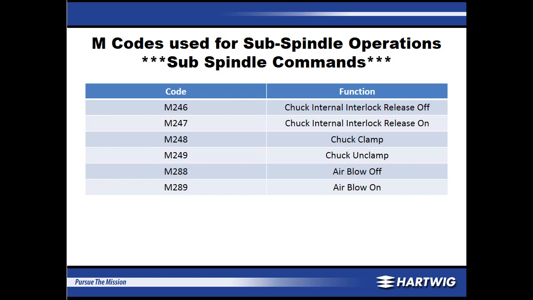Now, an important note, the way these commands work, if I'm in the G140 coordinate, my subspindle is my M246, M248, M288 spindle, my subspindle. If I'm in the G141 coordinate plane, I'm saying I'm in subspindle mode. These M codes will command the main spindle, and the main spindle M codes will command the subspindle. So I like to do all of my part transfers in the main spindle mode.